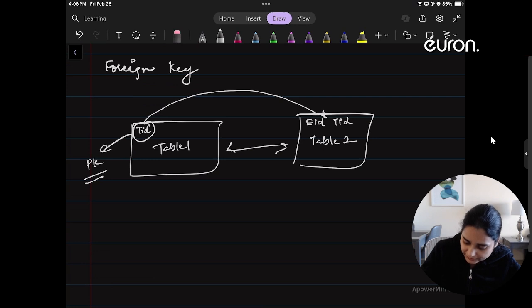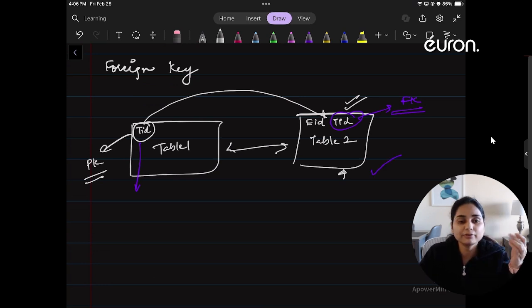And when this tid is used here, it is not local to this table, right? It is foreign to this table. That is why we call it a foreign key. So here it is the primary key, but when it comes to the different table, it becomes a foreign key. With the help of foreign keys, it will be easier for us to represent a relationship. This foreign key helps us establish a relationship between the two tables. All right.